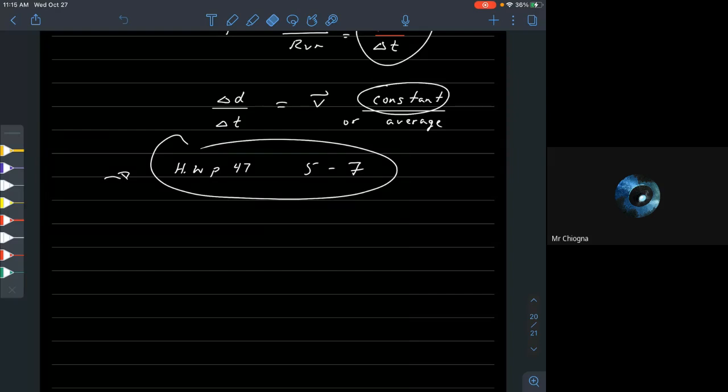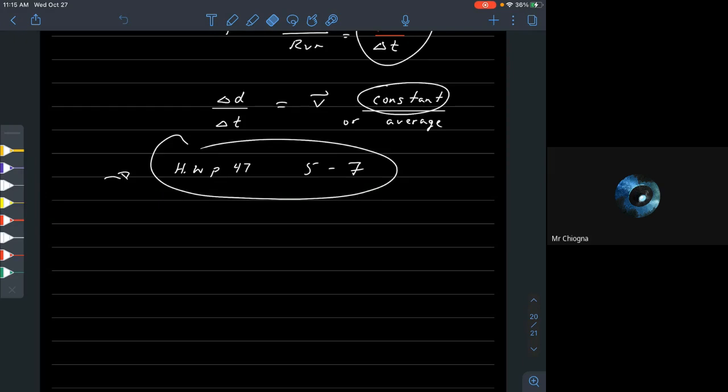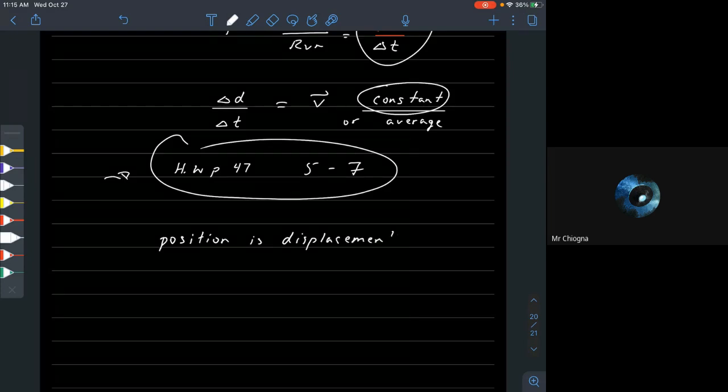Some of you may be questioning what's the difference between position and displacement. It's basically the same thing, with a slight difference. So I'll make a note of that. Position is displacement. You can think of it as the same thing, starting at the origin. Your initial position with position is starting at the origin.